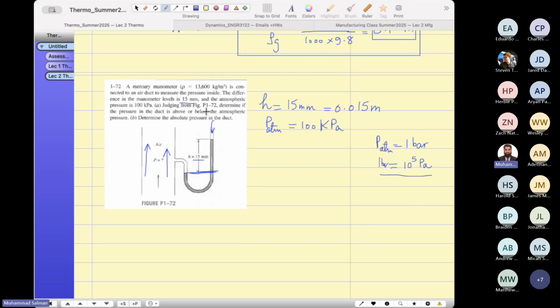And now the question: judging from the figure, determine whether the pressure in the duct is above or below the atmospheric pressure. Determine the absolute pressure in the duct. So you will see, this is positive. The pressure in the duct is above the atmospheric pressure. This is above because this tube is lowering, pushing it downward. So the pressure inside the air duct is higher. And what is the pressure P over here?